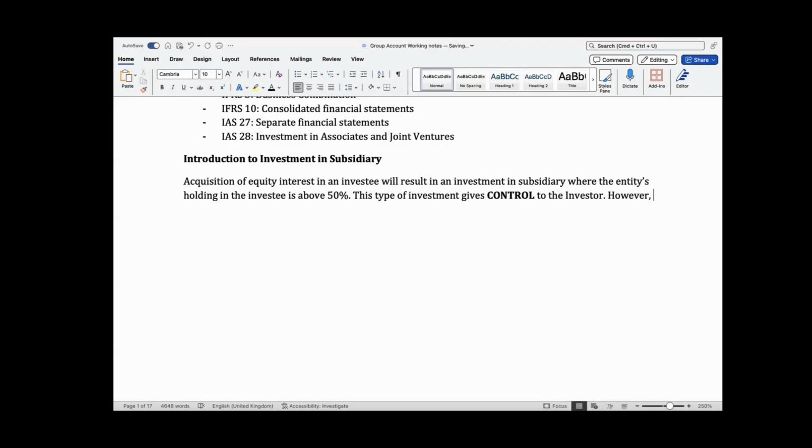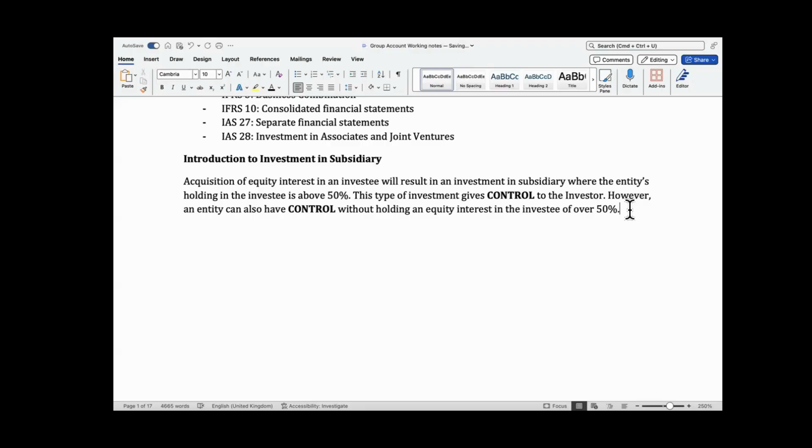Now, I need you to note something. Note this, that however, an entity can also have control without holding an equity interest in the investee of over 50%. All you just need to show is that he has control. If you can show us that you have control, even without 50%, that's fine. So we will get to all of these points very soon. I will explain all of that here.